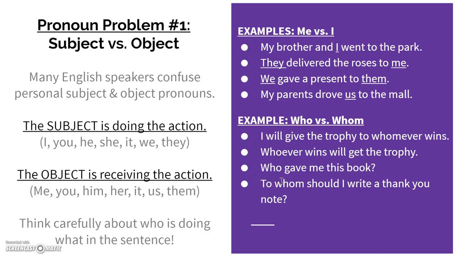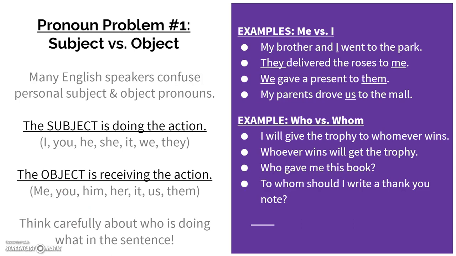And number 4 is tricky. It's written as a question, so the word order is a little bit different. To whom should I write a thank you note? In this sentence, I'm still doing the writing. I'm still making the thank you note. I'm just simply asking who that thank you note is going to be given to, or who's going to receive my thank you note. So I'm going to use whom to describe who's receiving it, or who's the object.